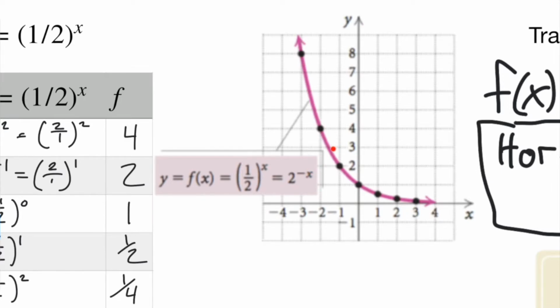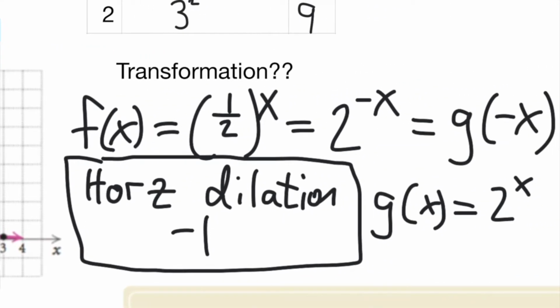The parent function might be 2 to the x, so this 2 to the negative x has a horizontal dilation by a factor of -1. It's a reflection over the y-axis, as we can see right here.